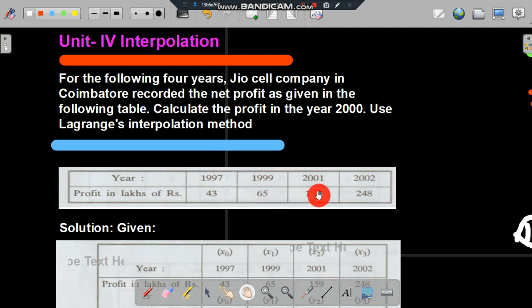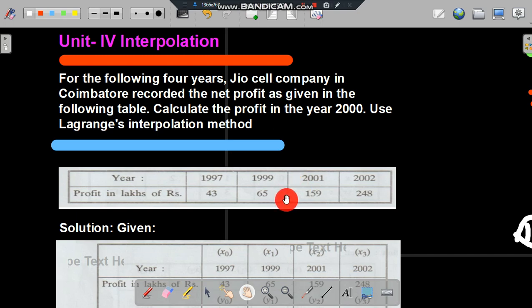But for an unknown value in between, take for example the year 2000, what is the profit? It is not given here. We are interested in the profit earned by the GeoCell company in Coimbatore in the year 2000. What would be the profit by the GeoCell company? That is not given here.